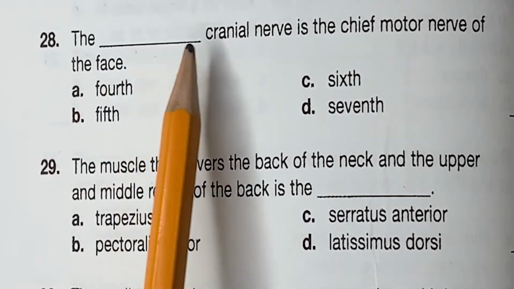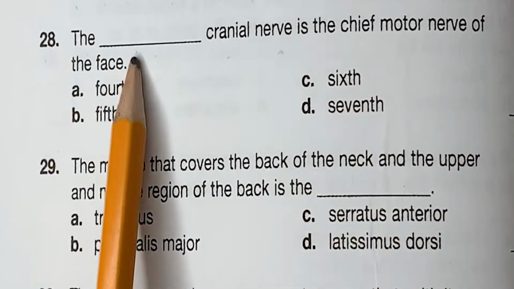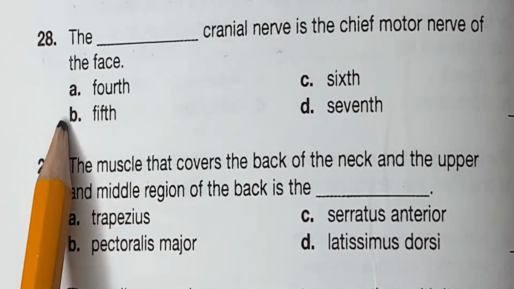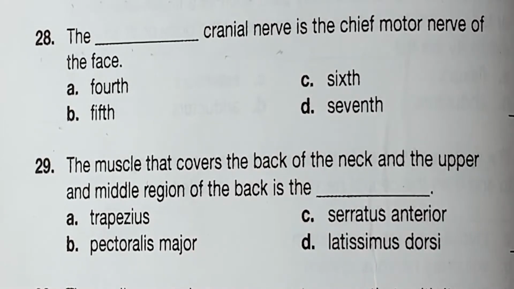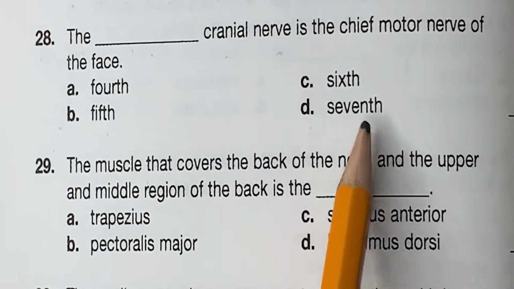28. The blank cranial nerve is the chief motor nerve of the face. Is it A, fourth, B, fifth, C, sixth, or D, seventh? And your correct answer is D, seventh.